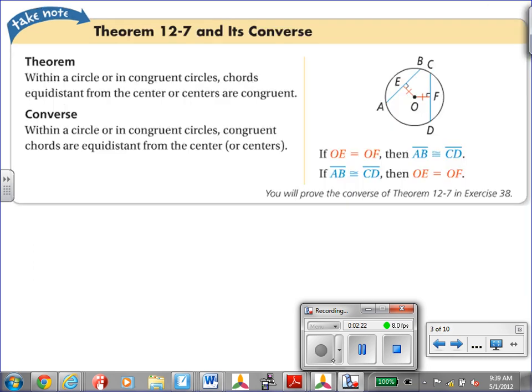Theorem 12.7 says this. Within a circle or in congruent circles, chords that are equidistant from the center are congruent. You can see that here by these red lines that say they're the same distance. Because OE and OF are the same distance, chords AB and CD have to be the same length. Or you can flip them around. If you know that AB and CD are congruent, then OE and OF have to also be congruent.